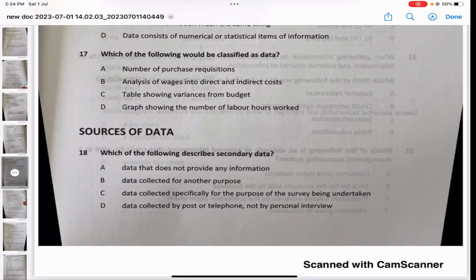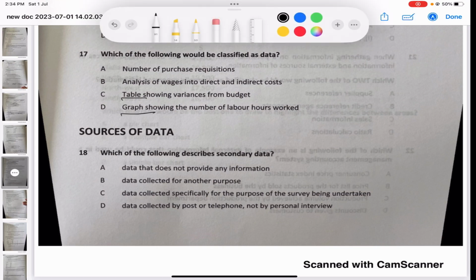Which of the following would be classified as data? Number of purchase requisitions, analysis of wages into direct and indirect, table showing variances, graph showing number of hours that have been worked. So my answer is A. Why is it A? Because everything else which we saw, graph, table, analysis, you get a graph or a table after you process data. So data is just the raw material, right? Raw facts. So the number of purchase requisitions is not giving you any sort of information. That is just raw figures or raw facts. So my answer is A.